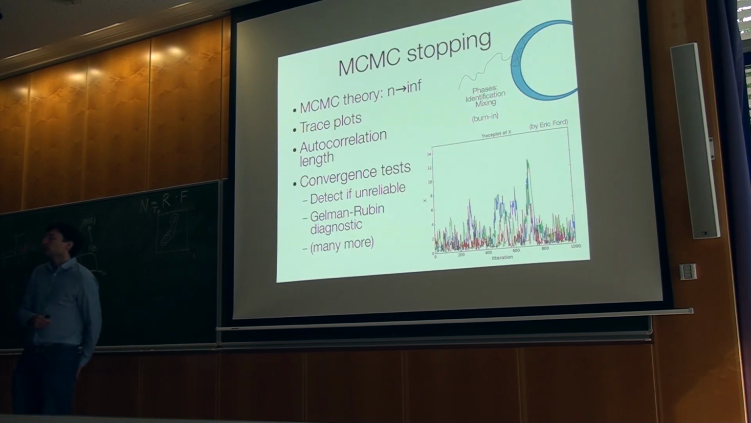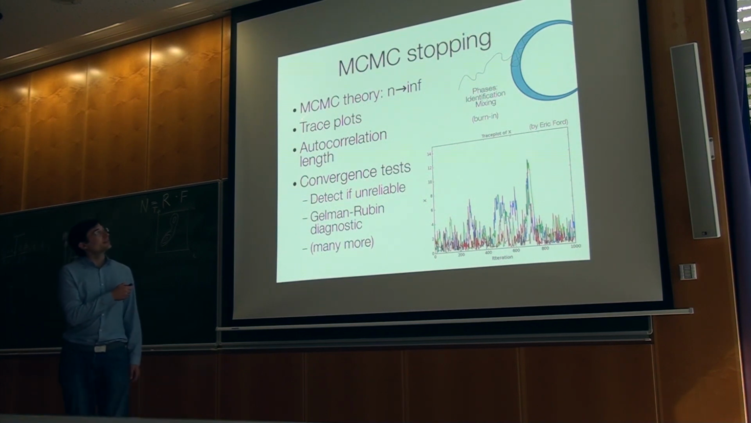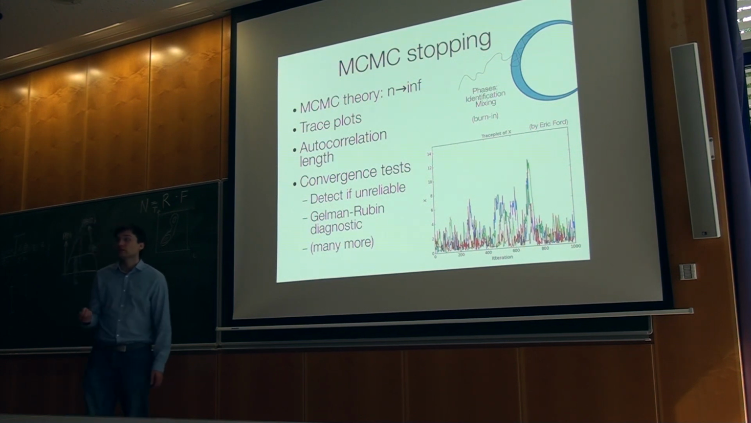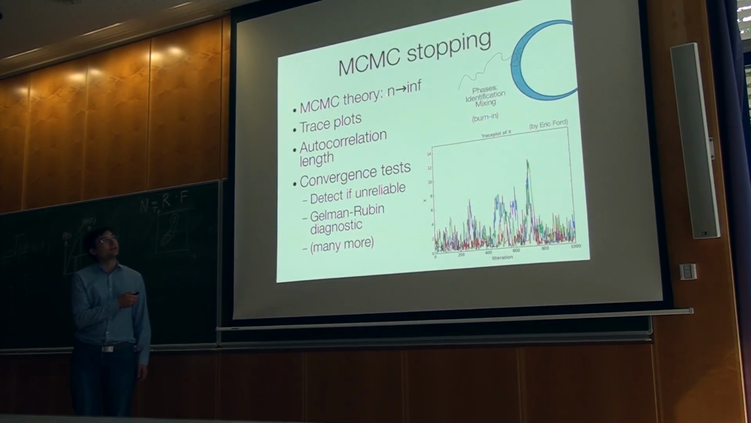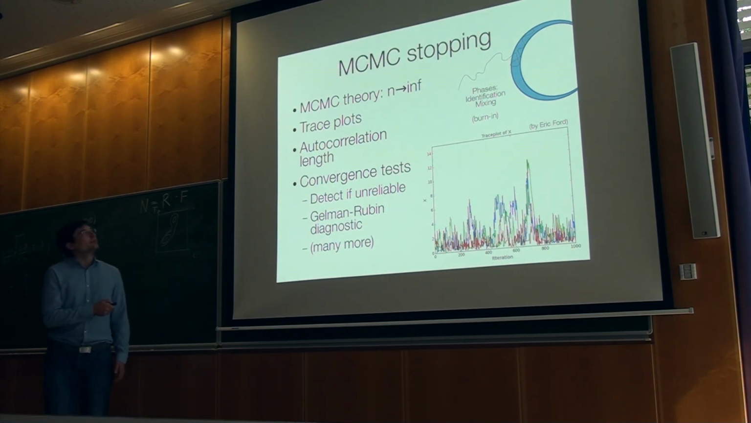So when do you stop MCMC in the first place? Because I showed you the code with the infinite loop. There is very deep theory to MCMC, and it's quite well understood how it converges. But that is if you let the number of samples go to infinity, and usually we only have finite time. So what can you do to identify that now my chain is good enough?